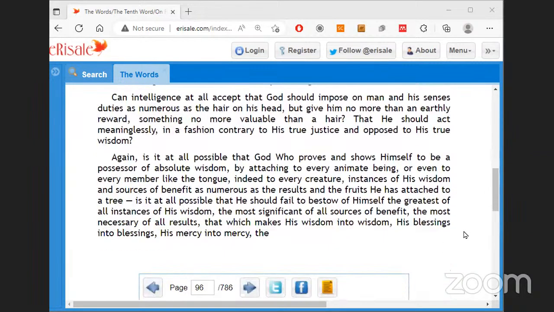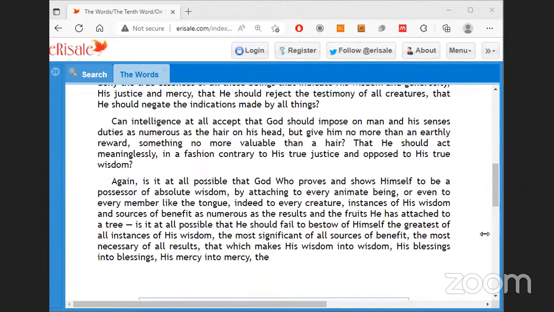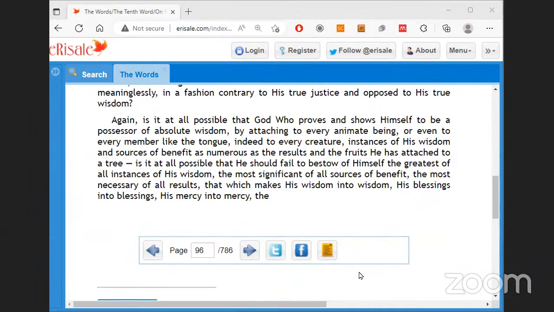Again, is it at all possible that God, who proves and shows himself to be a possessor of absolute wisdom, by attaching to every animate being, or even to every member like the tongue, indeed to every creature, instances of his wisdom and sources of benefit as numerous as the results and the fruits he has attached to a tree, should fail to bestow of himself the greatest of all instances of his wisdom, the most significant of all sources of benefit, the most necessary of all results, that which makes his wisdom into wisdom, his blessings into blessings, his mercy into mercy, the source and aim of all his wisdom, bounty, mercy, and beneficence: eternity, the meeting with him in the hereafter, and everlasting bliss?